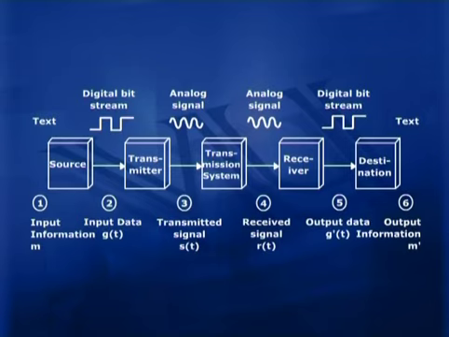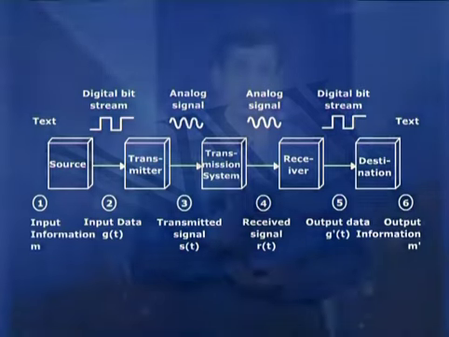Again, this output data g'(t) is buffered in the memory for some time, and then the data is presented to the user via an output device like a printer or a screen, etc. The data viewed by the user, represented by M-dash out here, will usually be an exact copy of the data sent, M.